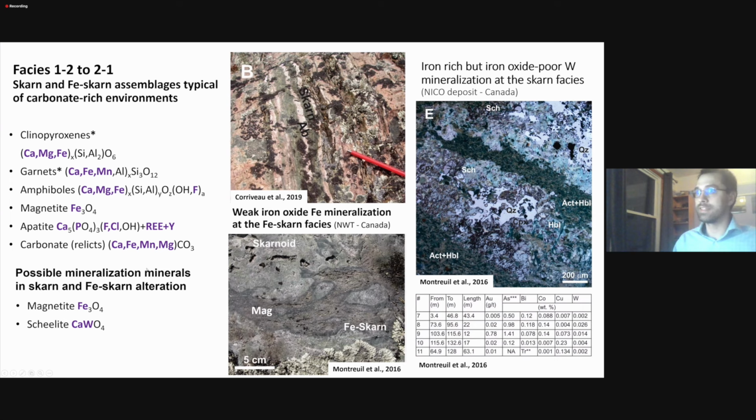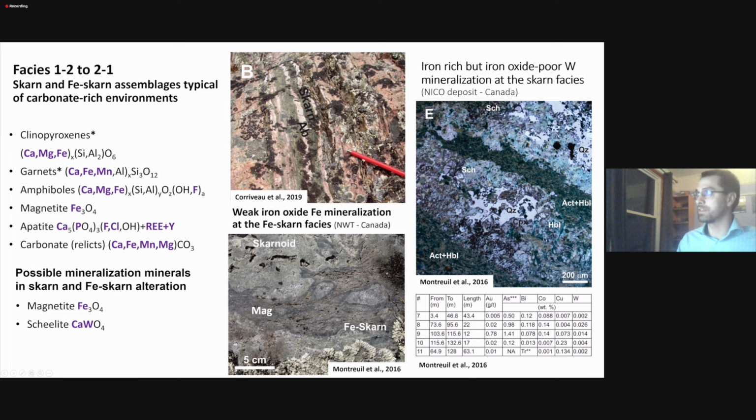There's possible mineralization as well, and that mineralization can get significant in certain contexts. So magnetite in those systems and the iron skarn alteration can form large iron deposits. There's a good example of that in China. And then scheelite, so tungsten, can precipitate as well as the system is going through the skarn alteration stage. And there is an example of that in the Nico deposit that shows a relatively pervasive tungsten enrichment in certain zones of the deposit that are later overprinted by the next alteration facies. So sometimes if this alteration gets to a significant intensity, we could potentially see the formation of a tungsten deposit as the hydrothermal system goes through this stage of alteration.